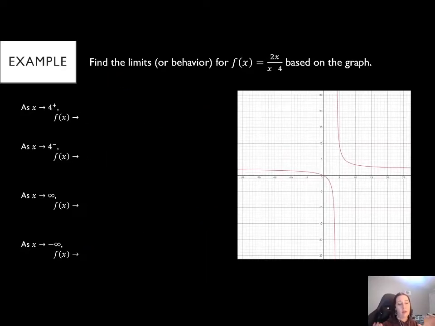So let's take a look at this graph. This is a completely different graph, and our function is f of x equals 2x over x minus 4. We're just going to use the graph to figure out these values that I'm asking about. So we've got x goes to 4 from the positive direction. First we need to figure out where 4 is on the graph.